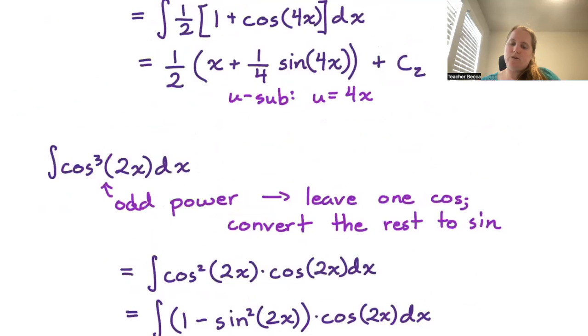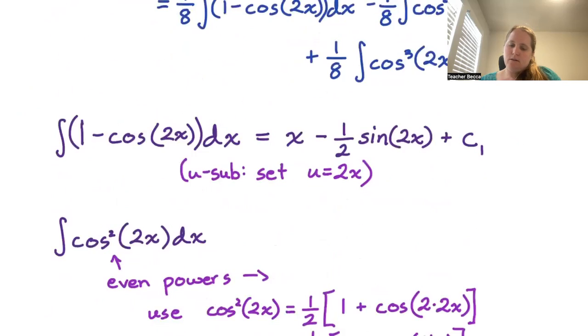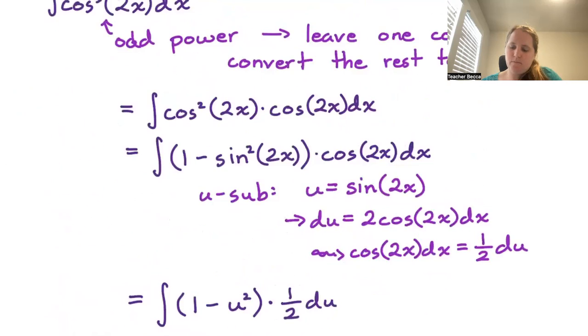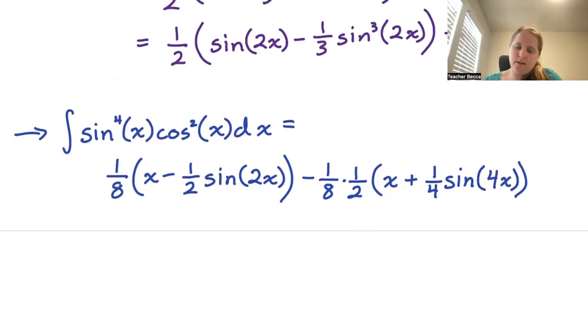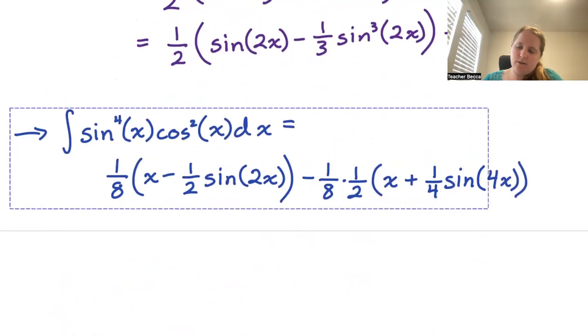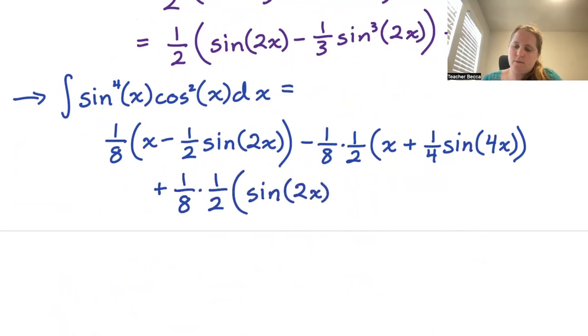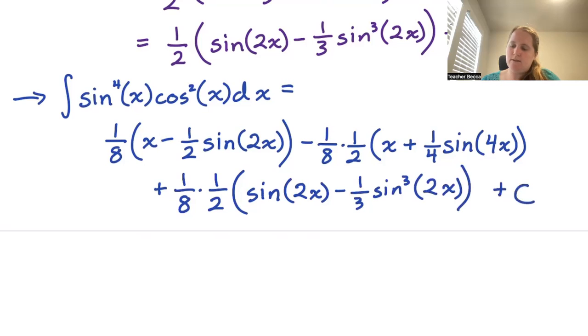And then we finished off with plus 1/8 times our last integral. So we end up with plus 1/8. I'm going to shift this all up just a little so I can put it all on one page. Then we have plus 1/8 times 1/2 times sine of 2x minus 1/3 sine cubed of 2x. And then that whole thing will be plus c.